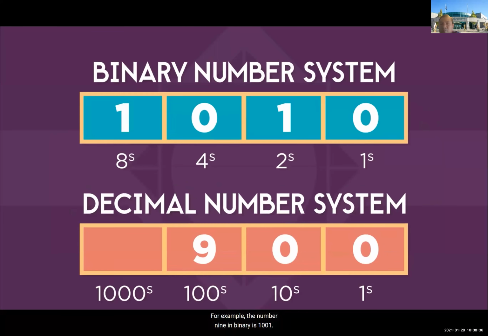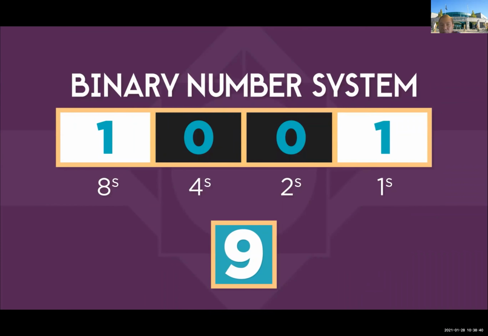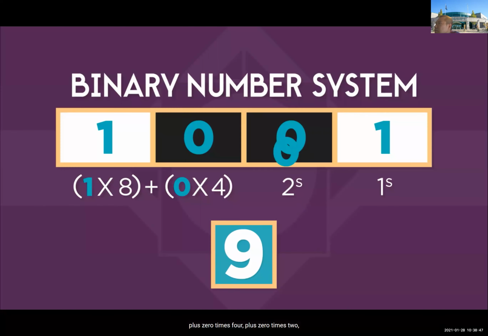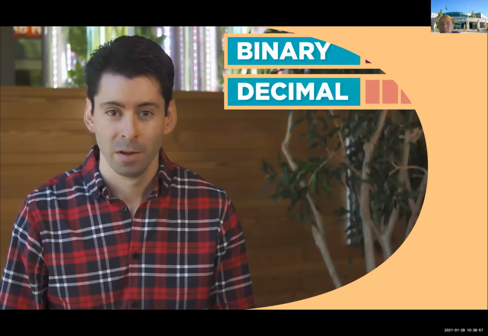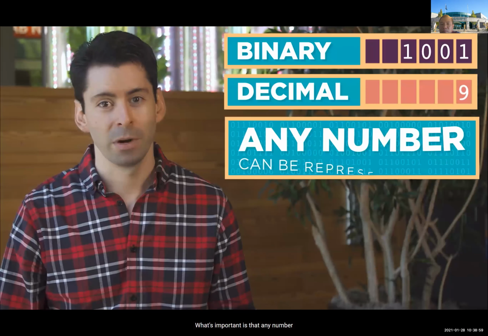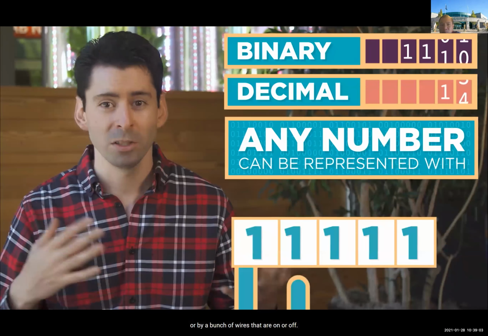For example, the number 9 in binary is 1001. To calculate the value, we add 1 times 8 plus 0 times 4 plus 0 times 2 plus 1 times 1. Almost nobody does this math because computers do it for us. What's important is that any number can be represented with only 1s and 0s, or by a bunch of wires that are on or off.